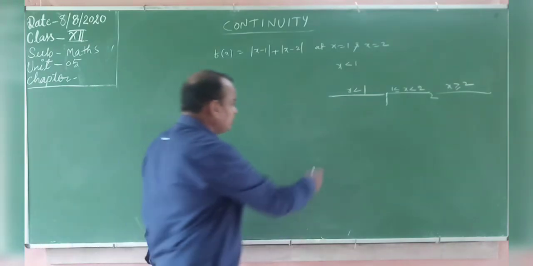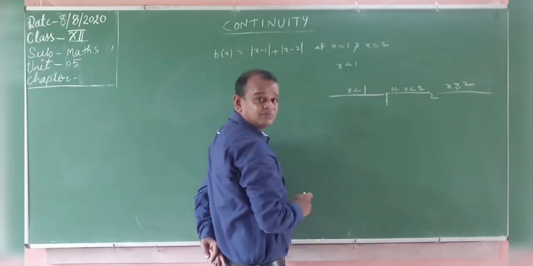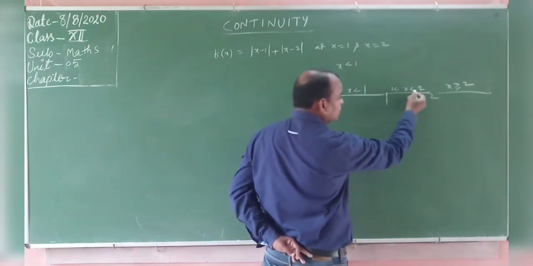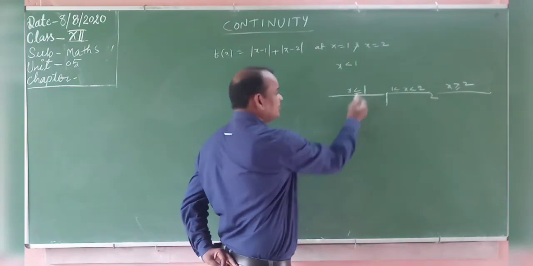For suppose here we can take equal to 1, here not equal. If you take equal to 2 here, you cannot take 2 here. Whatever may be, okay.